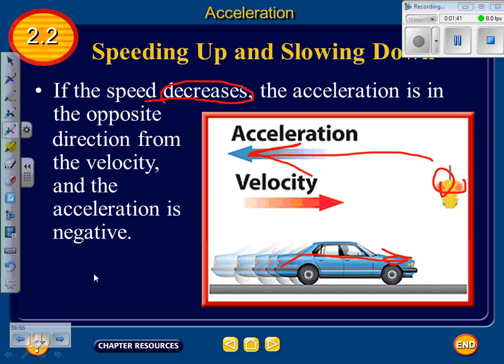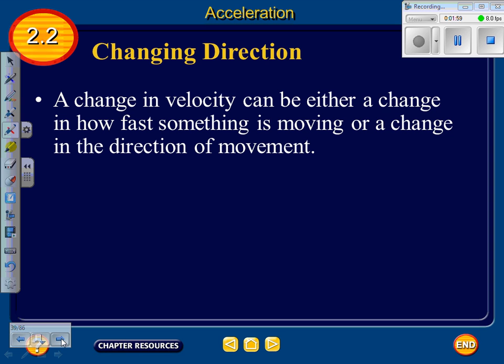And during class, you'll hear me ask the question, if this person backs up, and he speeds up, then his acceleration is still positive, but when he slows down, the acceleration is negative.